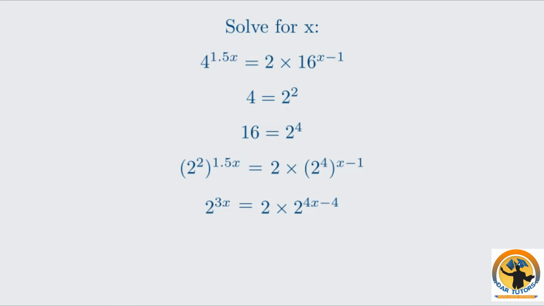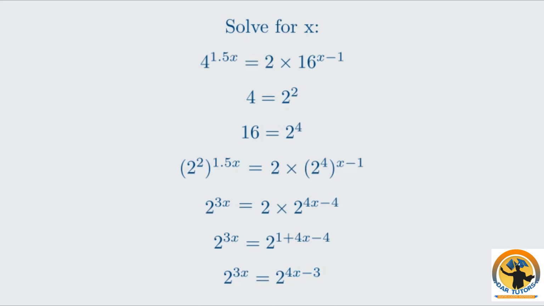The right side is a product of powers with the same base. We can simplify it by adding the exponents. Remember that 2 is the same as 2 to the power of 1. So we add 1 to the exponent, 4x minus 4, which gives us 4x minus 3. Our equation is now 2 to the 3x equals 2 to the 4x minus 3.